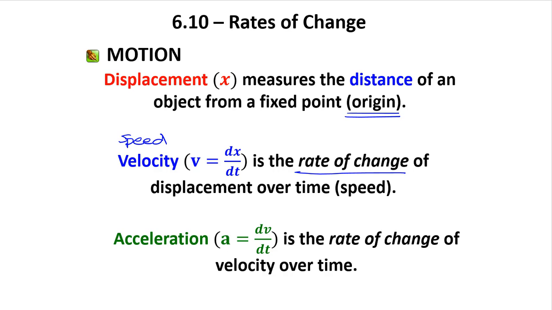And to work out the velocity, if you have a displacement equation, which you'll be given a lot of in this 6.10 exercise, to get the velocity, we just get the first derivative of the displacement. Acceleration is a measure of the rate of change of the velocity. And to get the acceleration equation, we would do the first derivative of velocity.